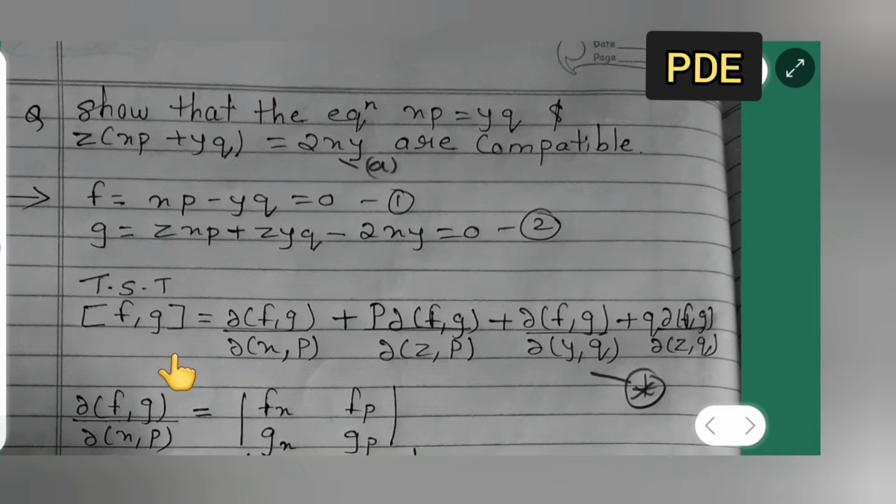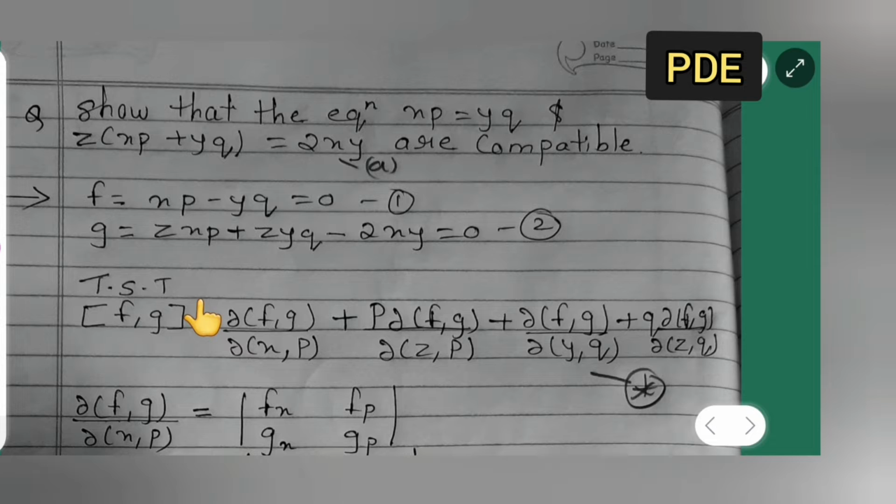So now what we have to do is, take f = xp - yq = 0 as your first equation. This xp, bring this term this side: xp - yq = 0. Take this as equation 1. Second one is what? g = zxp + zyq, open the bracket, minus, bring this term this side, you will get minus 2xy = 0. Take this as equation 2.